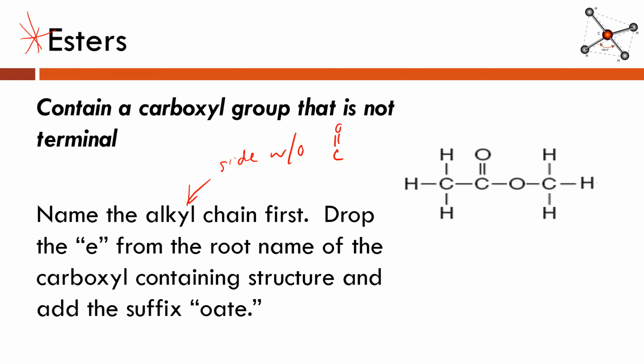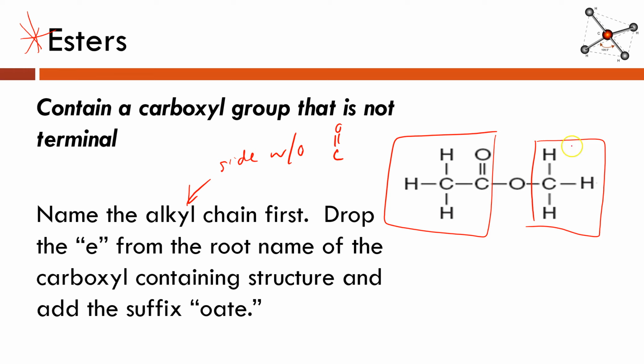What you usually want to do, especially when you're first starting to name esters, is figure out which is the simple side, in other words, which side does not have the C double bond O, and which side is the fancy side, I like to call it, which side does have the C double bond O. I'll put a box around those two. You got that single bond oxygen separating the two.